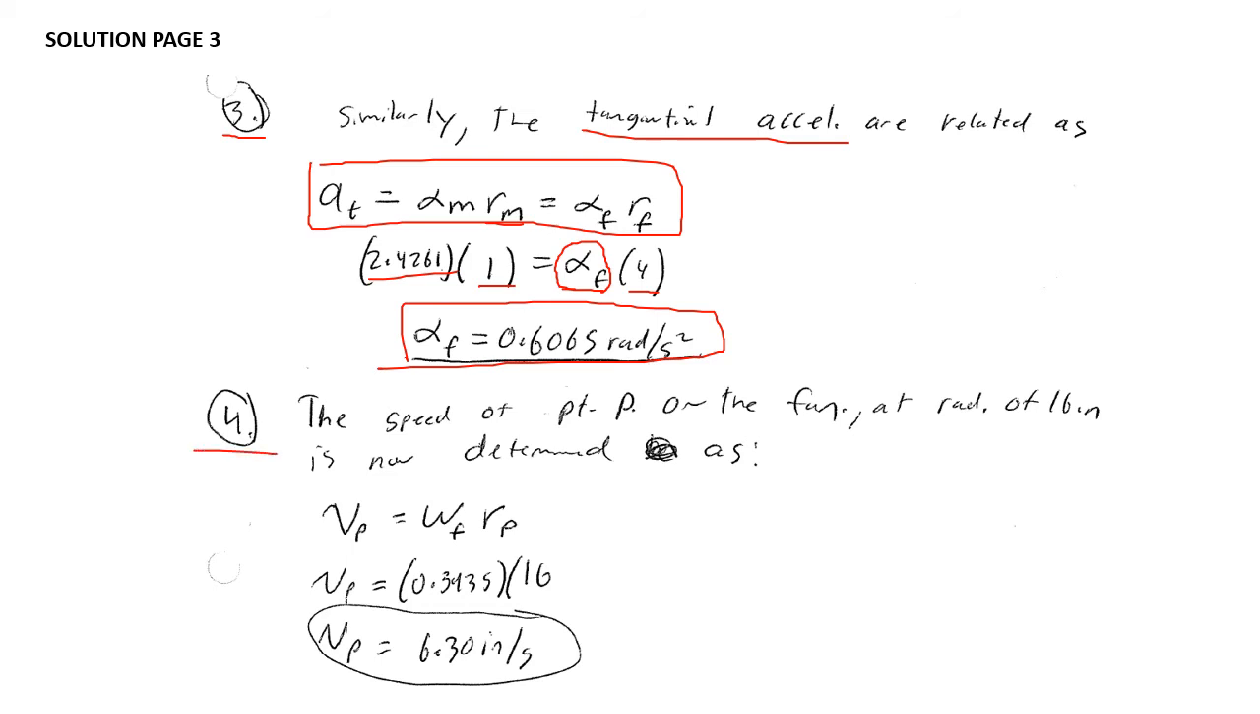For the fourth part of our solution, the speed of point P on the fan at the radius of 16 inches can now be determined as follows. V is equal to omega r, or V sub P is equal to omega f times r sub P at that point. We can plug in because our omegas are going to be the same there; those are connected rigidly. So V sub P is equal to omega 0.3935 times the radius of 16 inches. Backing out our only unknown, V sub P is 6.3 inches per second.